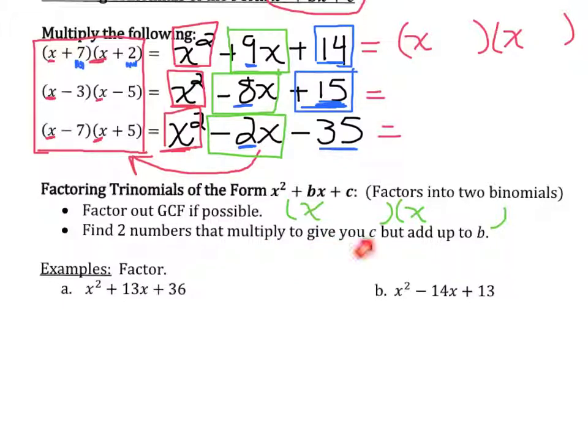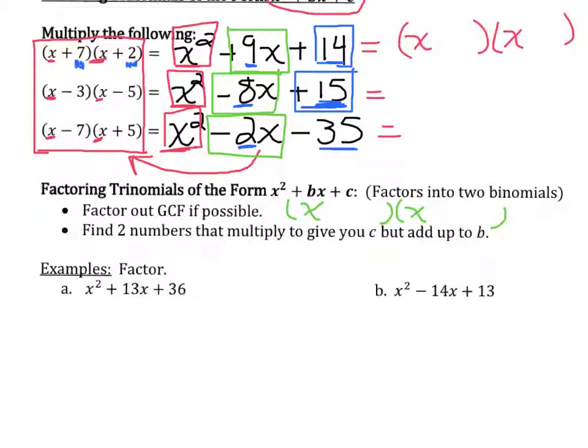Now remember, your C, using this form right here, is your constant term, like the 14, 15, and negative 35. And I want to find two numbers that not only multiply to give me C, but add up to B. Notice the B is the coefficient on the x: 9, negative 8, and negative 2. And those are the numbers you're going to put here with their signs. If it's positive, put a plus. If it's negative, put a minus. And that is how you factor trinomials of this form right here.